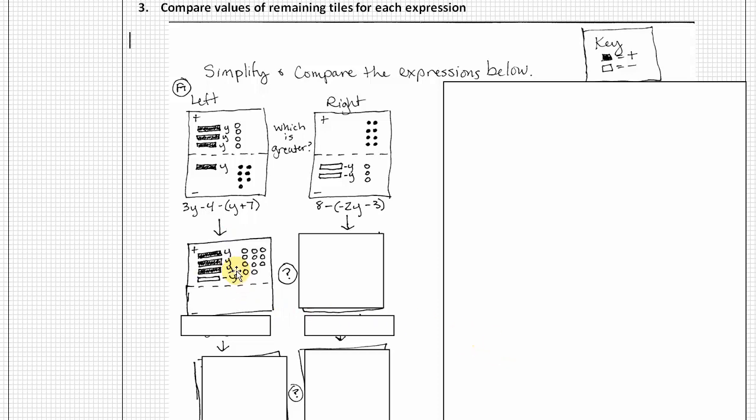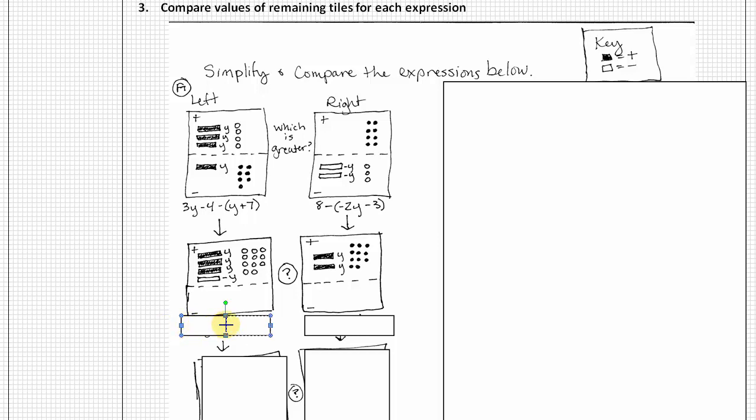If you said that you would flip all the tiles from the negative region into the top region, I would agree, and this is what it should look like. So you would still have the 3 positive y's, but now this y flipped into the top and became negative. We still have the negative 4, but then this group of 7 flipped up and became negative 7. What is this expression we have on the left?